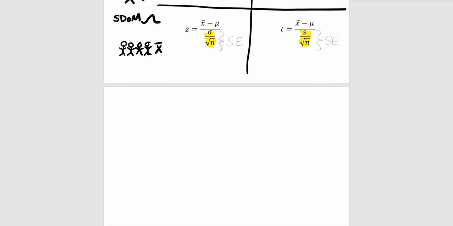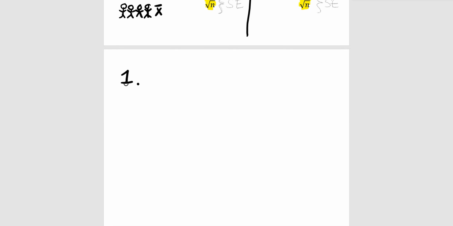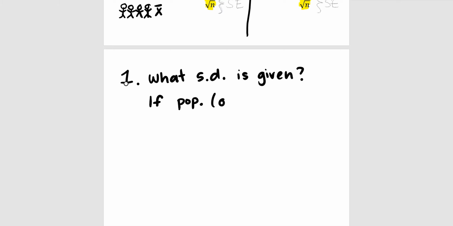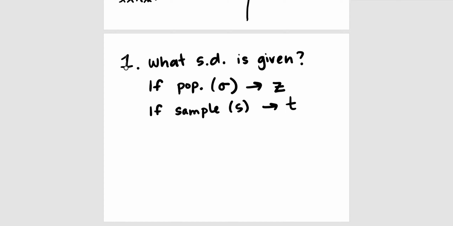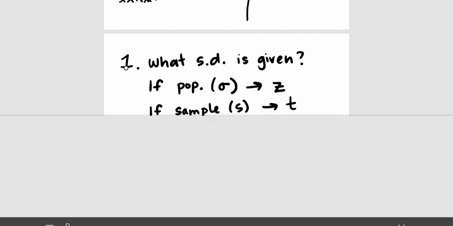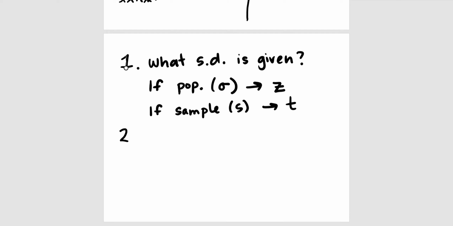So the two questions you really want to ask yourself are, one, what standard deviation is given? If the population standard deviation is given, or sigma, then you're going to do a Z. If the sample standard deviation is given, then you're going to do a T. The second question, which is completely separate from the first, this is where people have trouble, they kind of combine them.